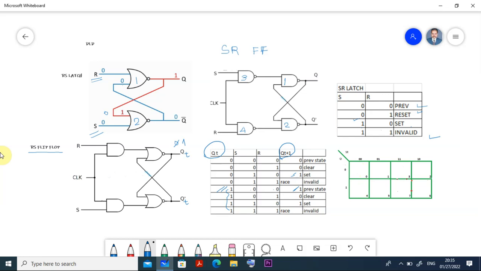Now when S is equal to 1 and R is equal to 0, then it will set. That means what is the value? It will change. If 0 was there, now it comes to 1. And when all are 1, that means clock is 1, and S is equal to 1, R is equal to 1, this is a race condition. This is also an invalid condition.